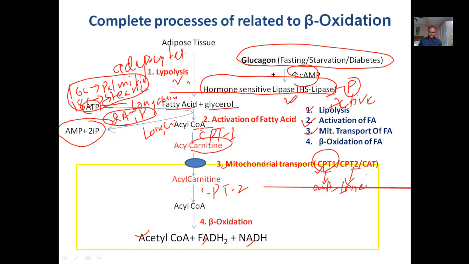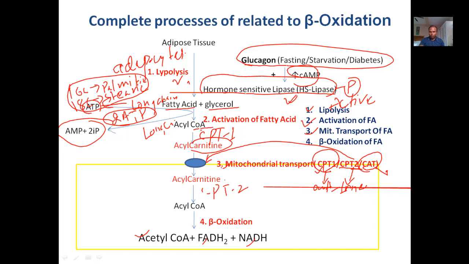And this CAT is a translocase. This protein, CAT, will transfer acyl carnitine from outside to inside. These are the functions of these three proteins. CPT1 is the most important protein here. CPT2 is also important; we will talk about the disease of CPT2. And CAT is carnitine acyl translocase. These are transferases, and this is a translocase because it transfers acyl carnitine from outside to inside. And that is all about this transport.